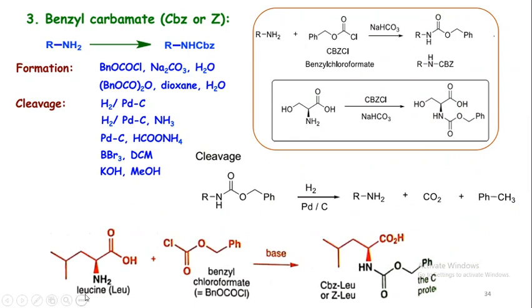Here is one example, this is leucine, in which leucine is reacted with benzyl chloroformate in presence of base. This is the protection of leucine. This is the protected group, that is benzyl carbamate, CBZ or Z group.